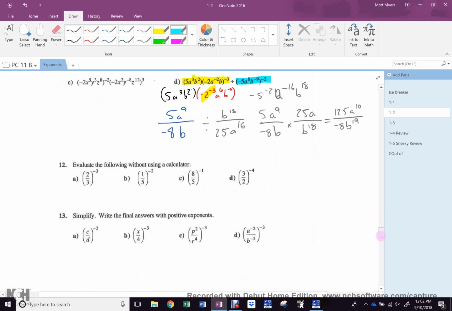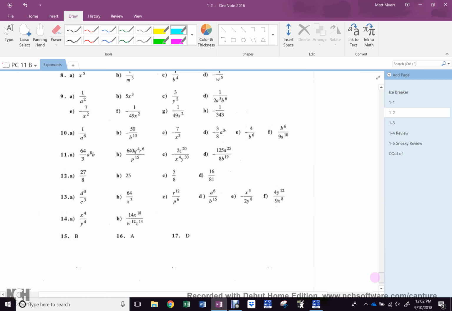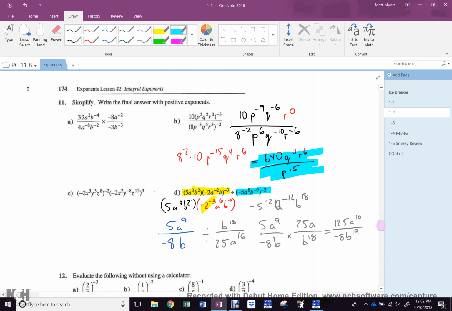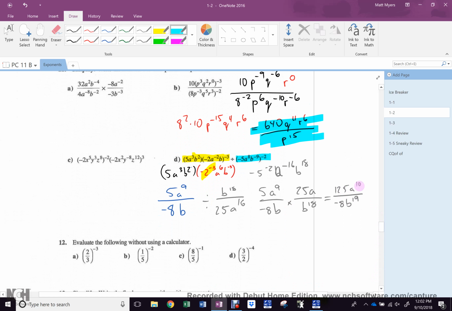Was I? Yeah. I went pretty fast. 125, a to the 25, a to the 19. Negative, negative. a to the 25. I see that it says that. Oh, duh. Look at that. I forgot to bring that 16 up to there. See how easy it is to make a mistake? This was right for what I wrote, but I forgot to bring that 16 with me.